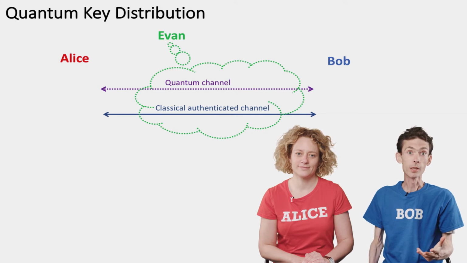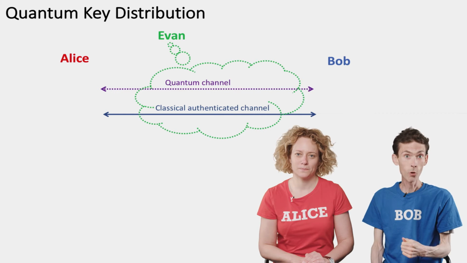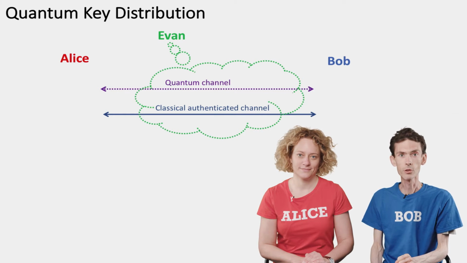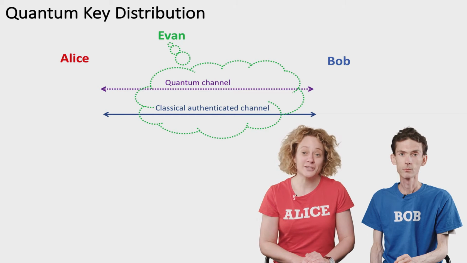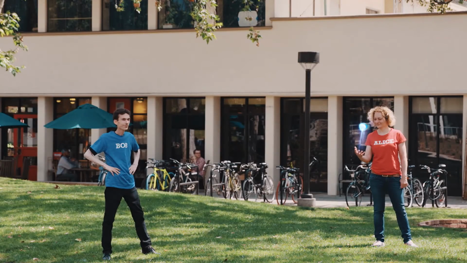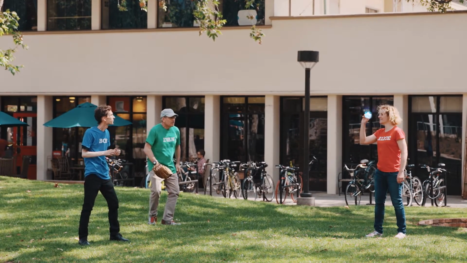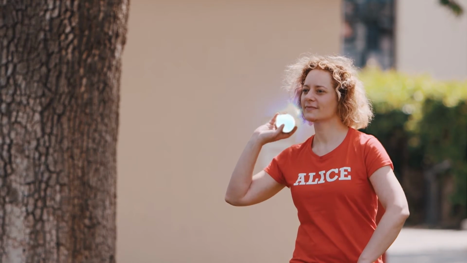You can imagine that he even has access to a quantum computer and can perform any kind of operation that he wants on the qubits that he intercepts. So let's see how such an attack by Evan might look like. Whenever I send the qubit to Bob, Evan might try and intercept it. And I might not even know about it.